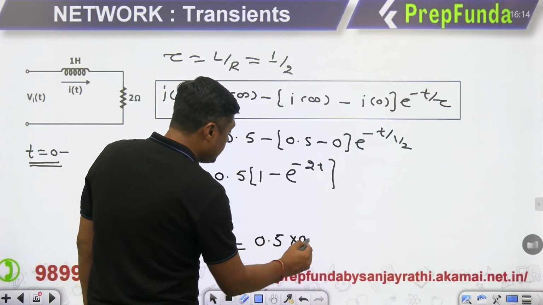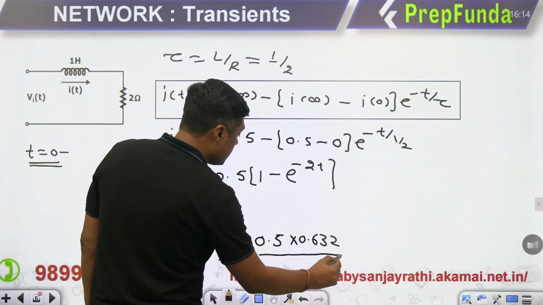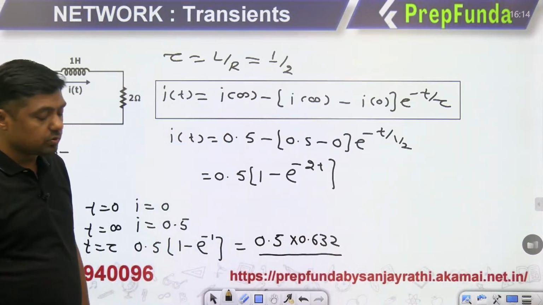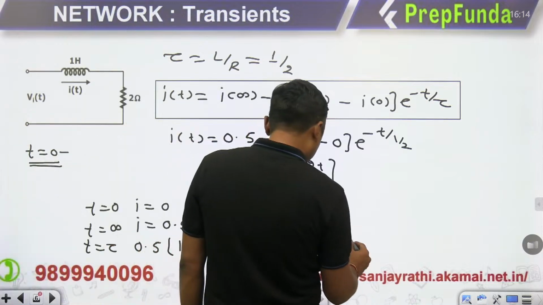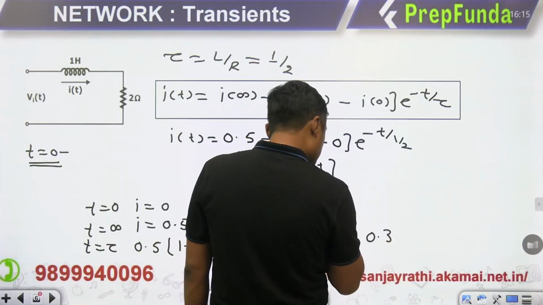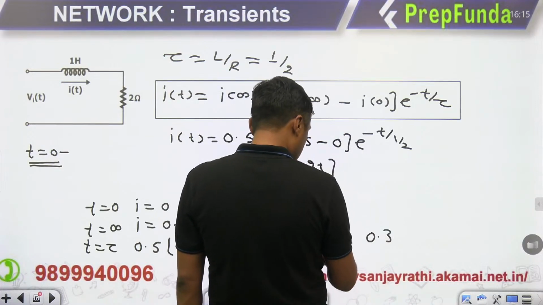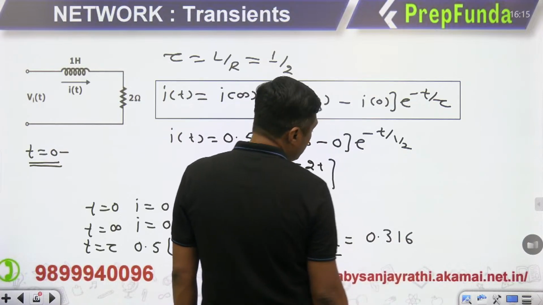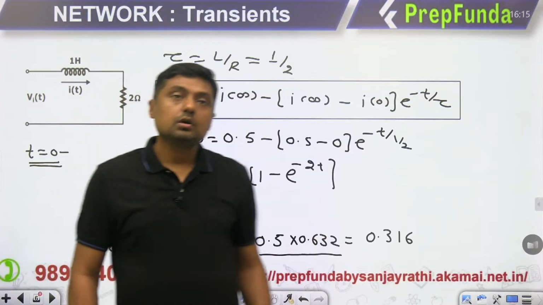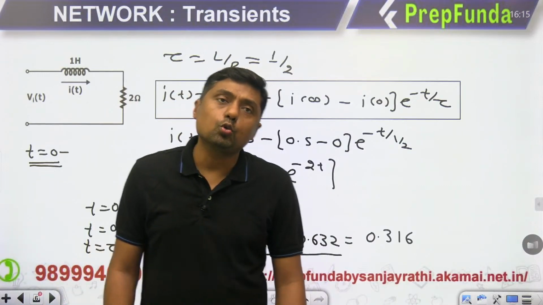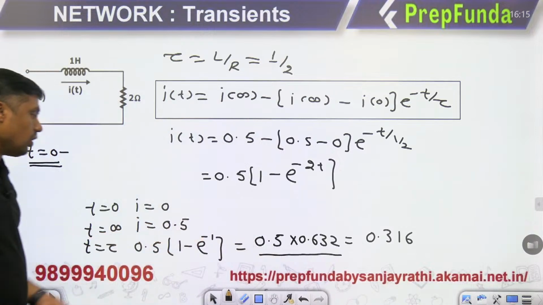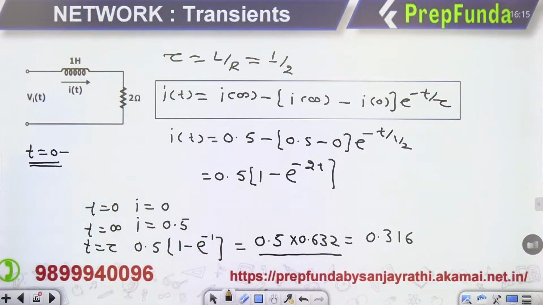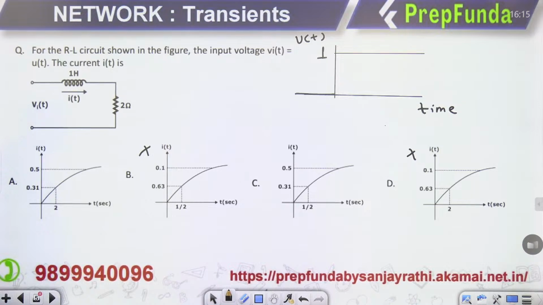So it will become 0.5 into 0.632 times of that. So what is half of this? 0.316, or nearly equal to 0.32. This is the value. Now, 1 minus e raised to power minus 1 is 0.632. So, in one time constant, it will reach up to what? 0.316. So look, which answer is it?